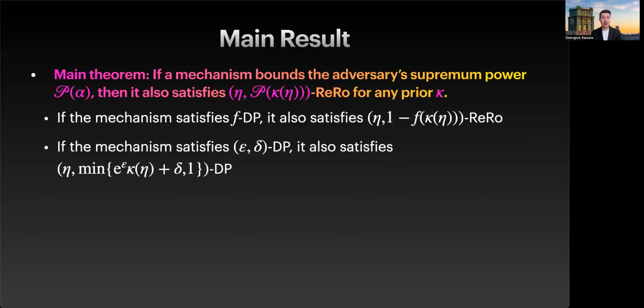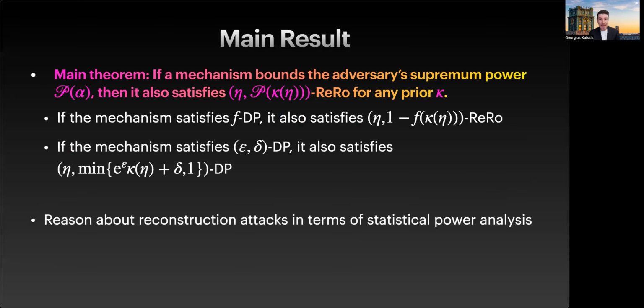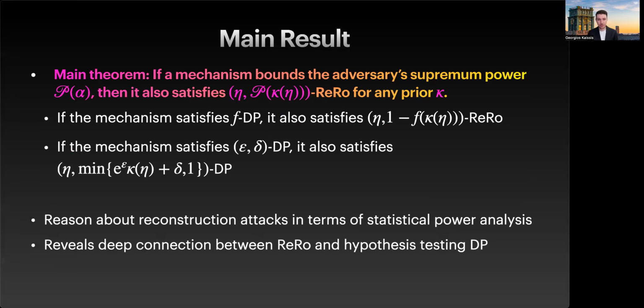And due to the duality between F differential privacy and epsilon delta DP, we also have a bound on rho through epsilon delta DP. Now, this allows us to reason about the successive reconstruction attacks in terms of statistical power analysis, for which really powerful tools exist and have existed for many years. It also reveals a very deep theoretical connection between rho and hypothesis testing DP.